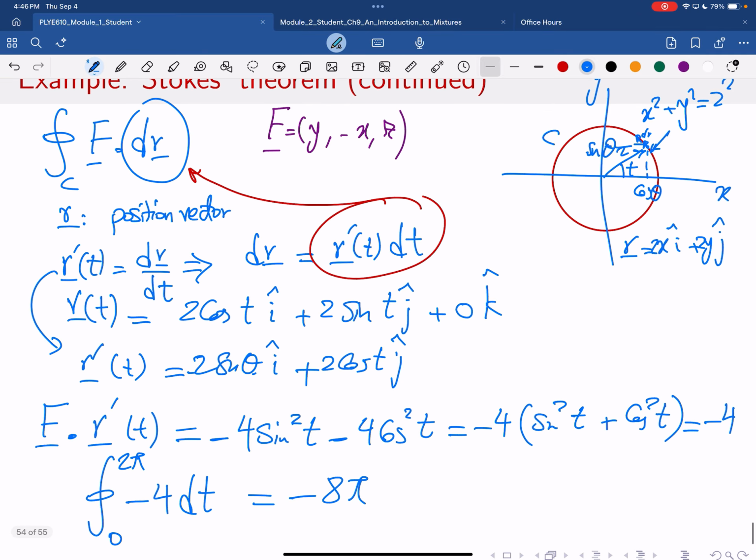So always when you have this Stokes theorem, you need to think about how you're going to parameterize your path along the contour line that you have. It should be a closed path. Basically, there should be a loop, circle, whatever it is, and then you can use this theorem.